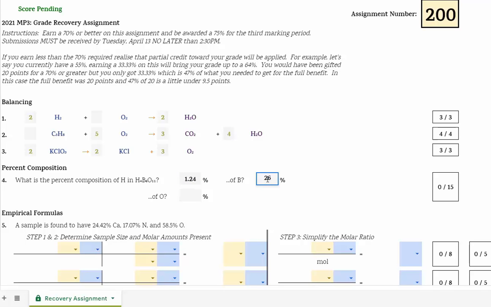So when I enter in its percentage to begin with, it won't give me any points. I did the boron and the oxygen correctly, and their percentages were not affected adversely. Notice I have 10 out of 15. Once I correct the hydrogen, it fixed itself.